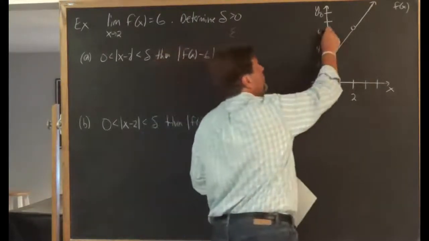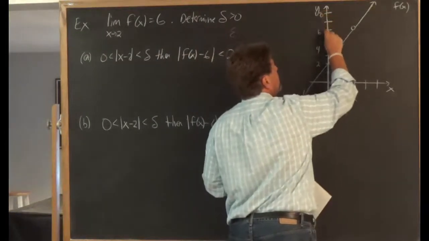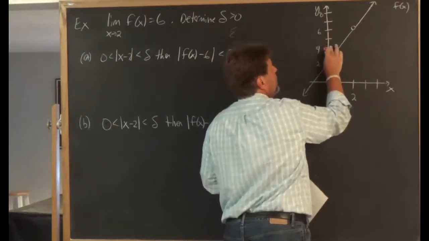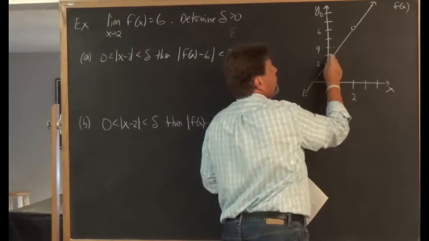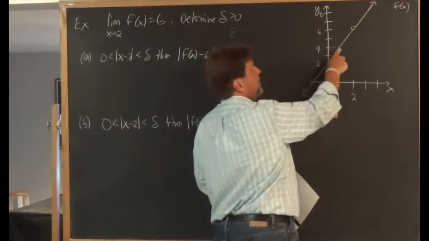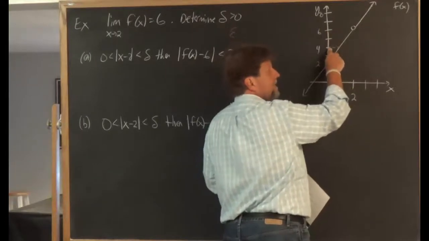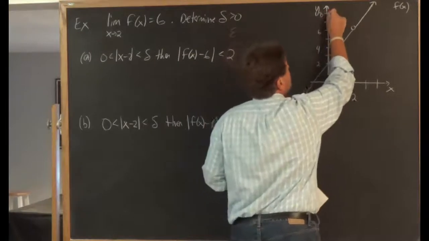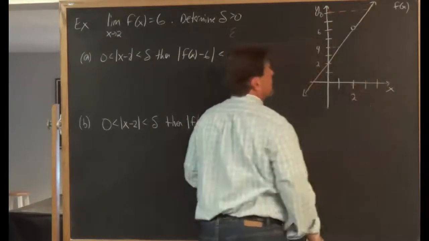So I come up 2 units. That puts me here. And then I come down 2 units. That puts me here. So here's what I'm going to do. I'm going to come from a y value of 4, make dashed lines over to the graph of my function, because that's 2 units less than the limit of 6. From the y value of 8, I'm going to make some dashed lines over to the graph of the function.